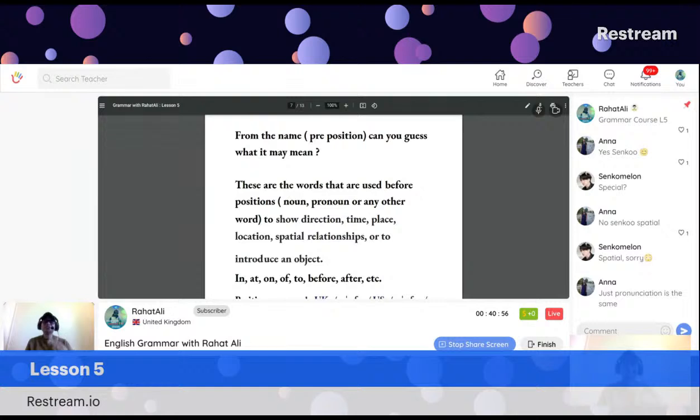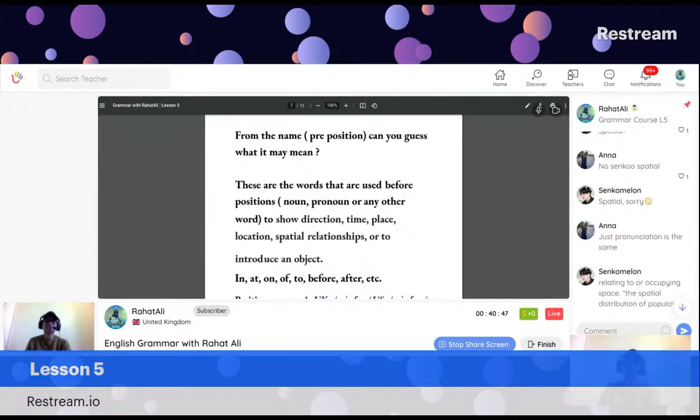Do you have any idea what it means? Spatial relationships from a grammatical perspective. We use this word mostly in English grammar, linguistics and literature. Sometimes I've seen people also using it in physics and chemistry as well.